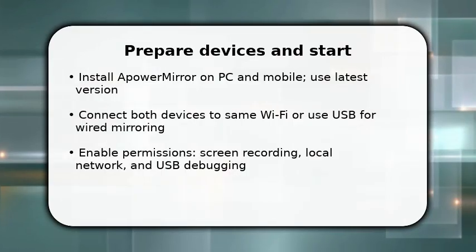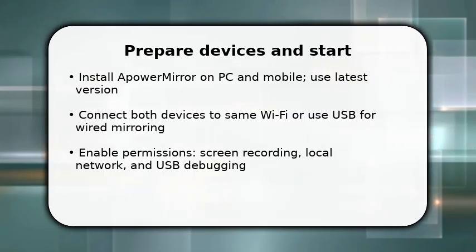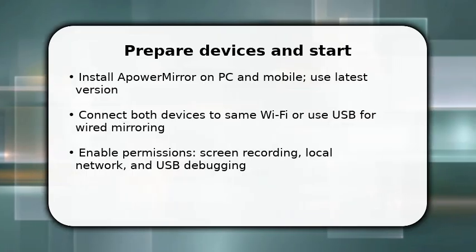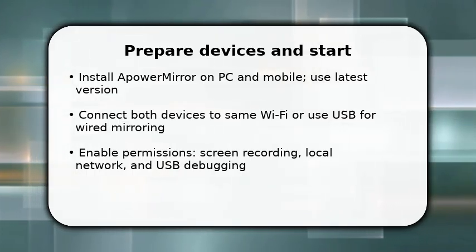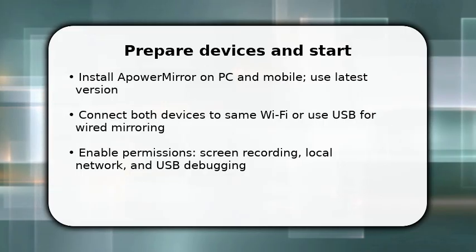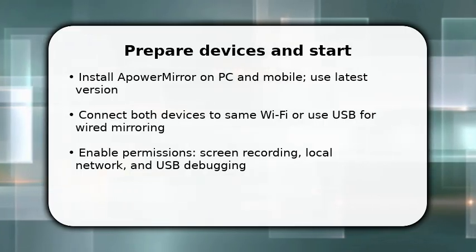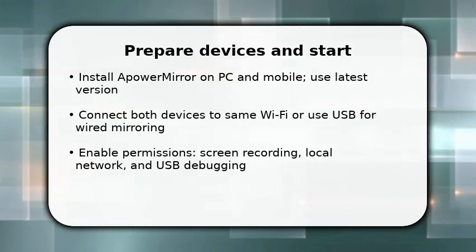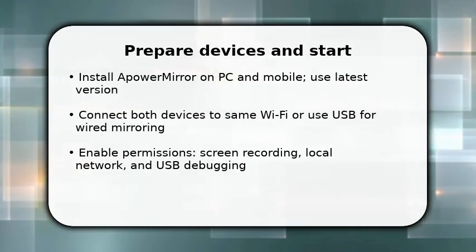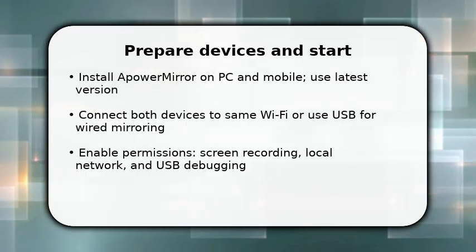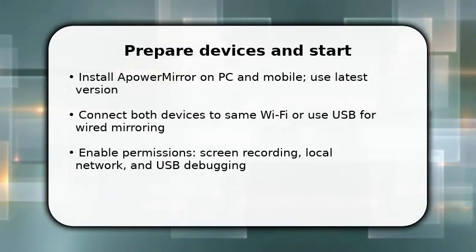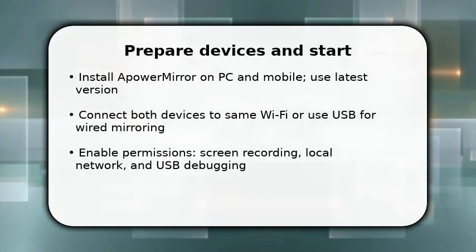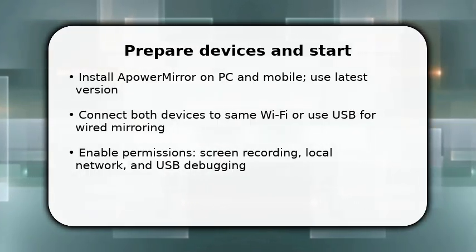You begin by getting essentials done quickly. Install Apowermirror on your computer and phone and make sure both run current versions. Once installed, connect both devices to the same Wi-Fi network or plug the phone into the PC with a USB cable for a more stable link. Make sure you grant screen recording, local network access, and any USB debugging prompts on the phone. These permissions let Apowermirror capture and transmit the display reliably, so you can continue to the next step without interruptions.